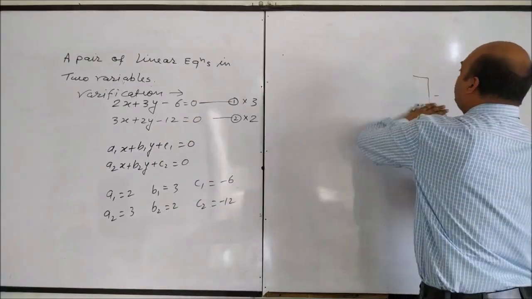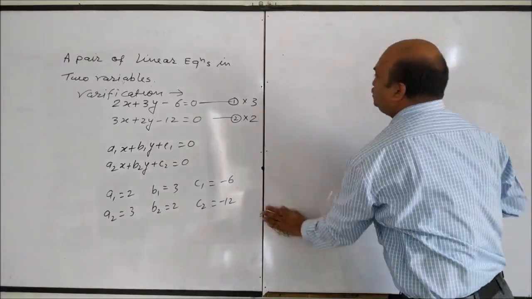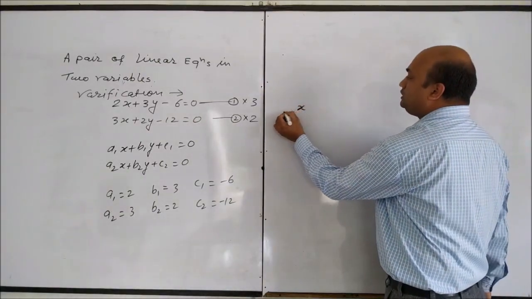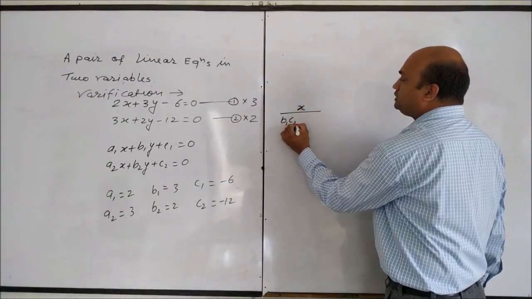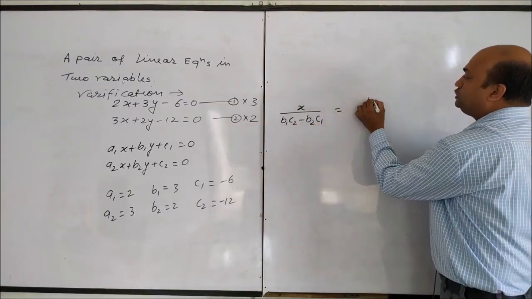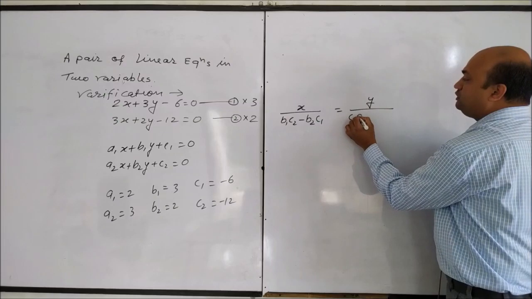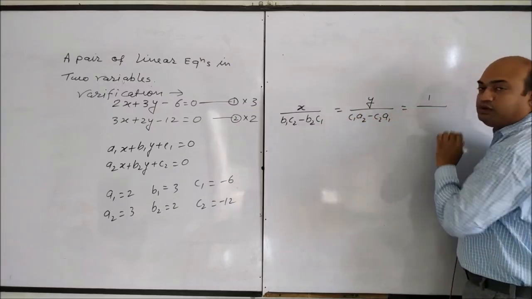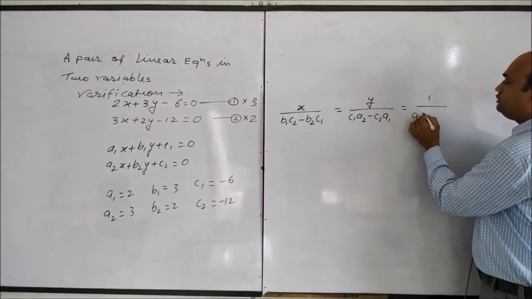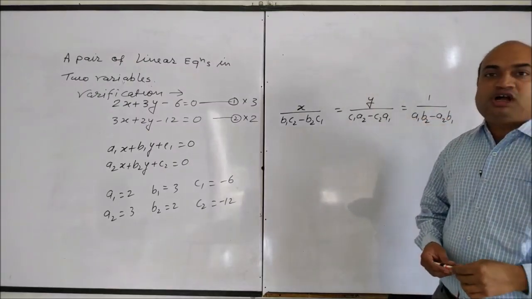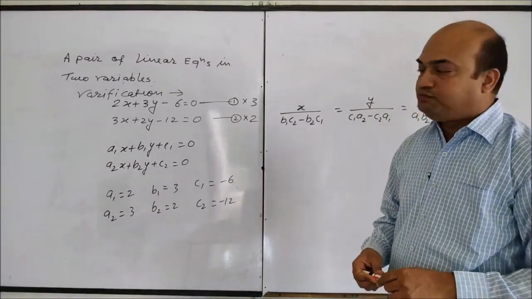Now, if we want to use the cross multiplication method, we can write the formula: x upon b1 c2 minus b2 c1 is equal to y upon c1 a2 minus c2 a1 is equal to 1 upon a1 b2 minus a2 b1. This is the formula of the cross multiplication method.